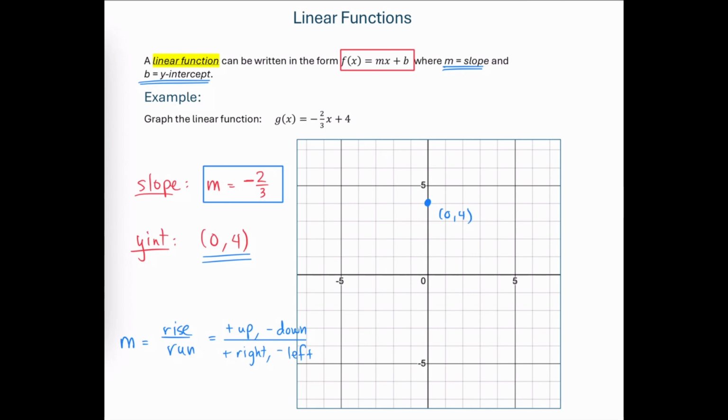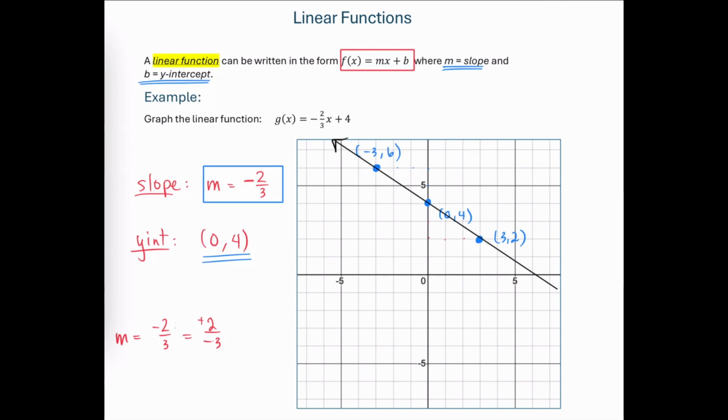Our negative 2/3 can be interpreted as having a negative in the top and a positive in the bottom, so we would go down 2 and then to the right 3 units, giving us another point on the line that's now situated at (3, 2). A slope of negative 2/3 can also be interpreted as 2 over negative 3, meaning that we could be traveling up 2 and left 3, and that would give us a different point on our line. So if we go up 2 and left 3 units, we end up with another point that's located at (-3, 6). Now that we have a couple points on the line, we can connect those dots and graph the line of this linear function.